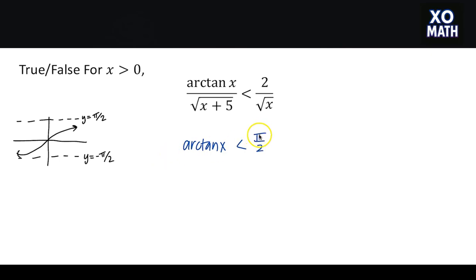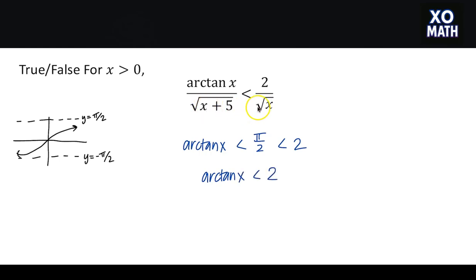Okay, so pi over 2. What's the value of pi over 2 if we were to approximate it? Well, pi is about 3.14. If I divide 3.14 by 2, it's about 1.57. So 1.57 is less than 2. So I can now establish that arctangent x is less than 2, and that's the numerator of my current inequality that I'm trying to decide is true or false. So we know that arctan x is less than 2.